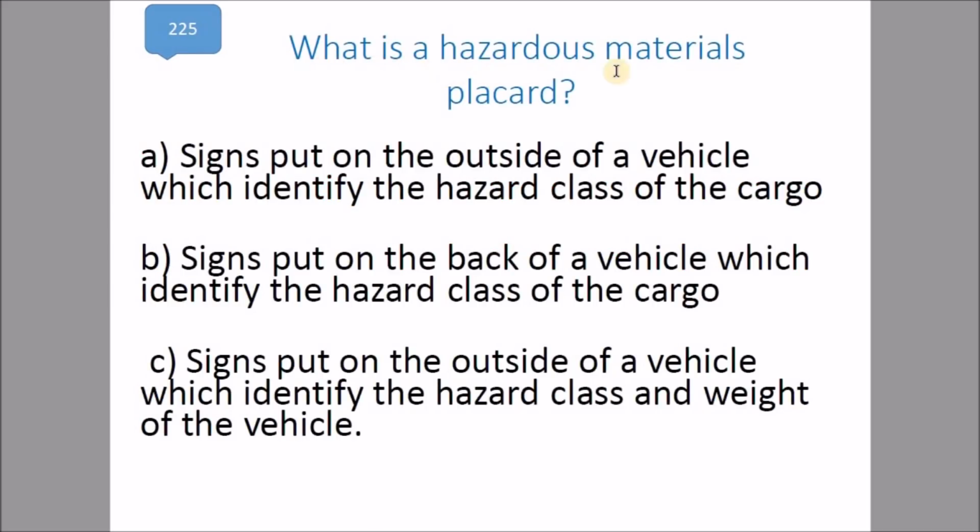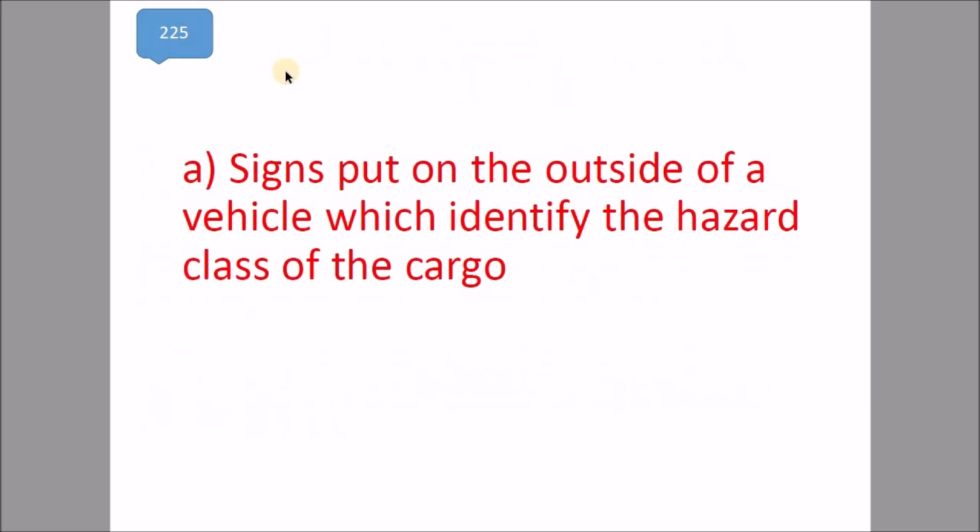What is a hazardous materials placard? Signs put on the outside of the vehicle which identify the hazard class of the cargo. That is correct. Signs put on the outside of a vehicle which identify the hazard class of the cargo.